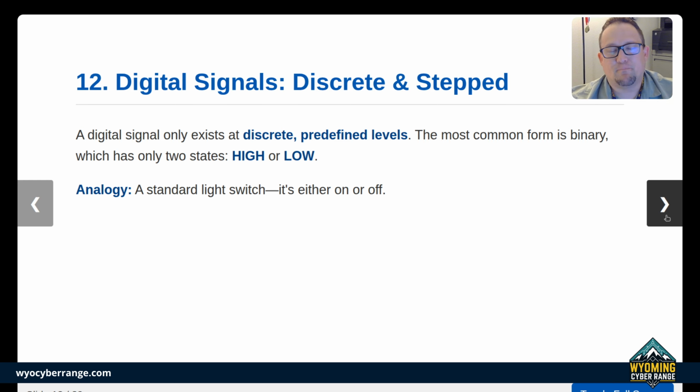They are binary, zeros or ones, highs or lows. And as I said, my analogy here is the standard light switch. Is it on or is it off? If it's off, it's a 0. If it's on, it's a 1.